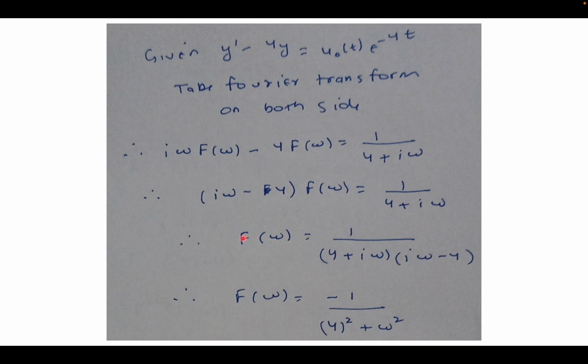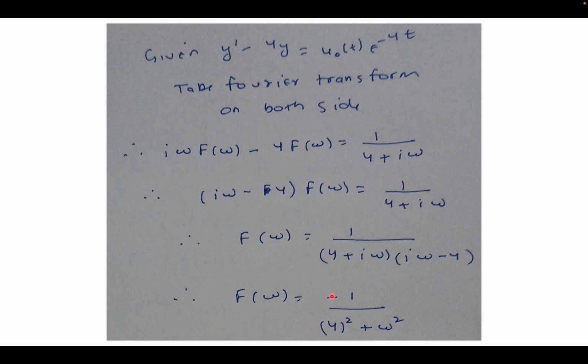The value of F of omega will be 1 upon 4 plus iota omega times iota omega minus 4, right? So here I have taken iota omega minus 4 and F of omega outside, and then I can write F of omega in this form. And now it can be written as F of omega is minus 1 upon 4 square plus omega square, right? Because if I just multiply both the expressions, then I will get minus (4 square plus omega square), right? So the minus sign is coming here.